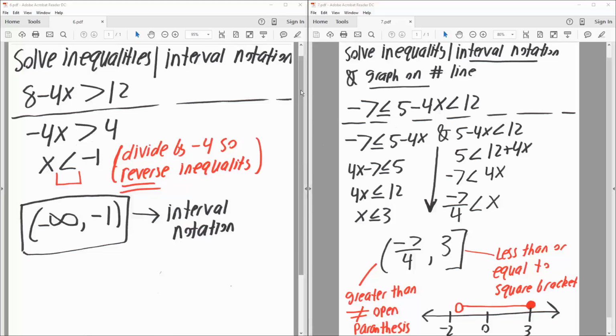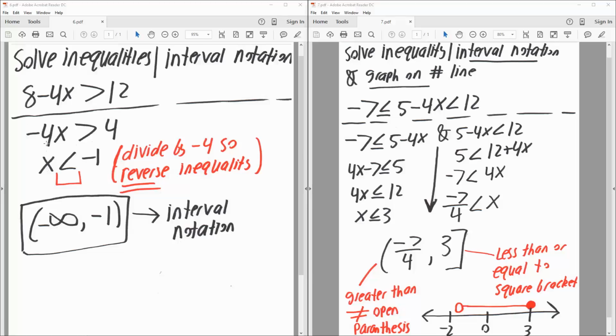Okay, in this video we will solve inequalities in interval notation. So our problem, we have 8 minus 4x is greater than 12. And so what we do here is we move the 8, and so we would get negative 4x is greater than 4, simply 12 minus 8.